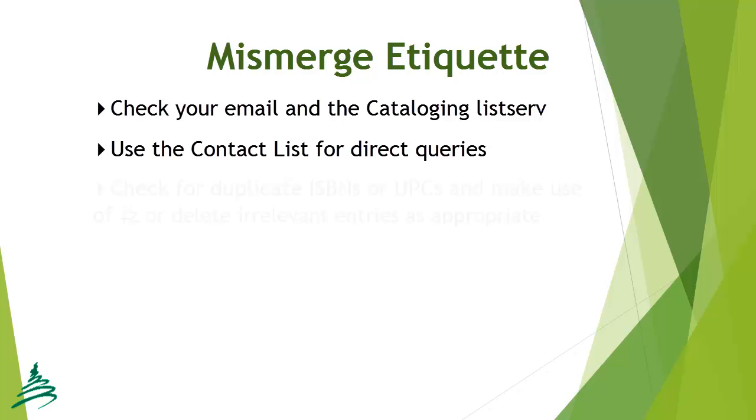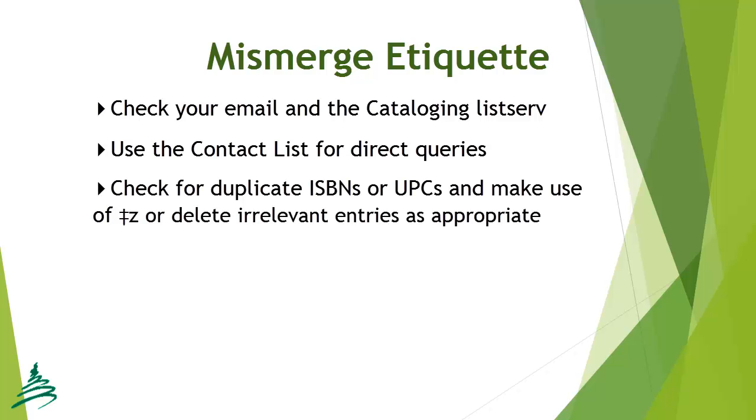When you identify a mismerge, check to see if the mismerge was caused by duplicate ISBNs or UPCs in the record. You can delete any unique identifiers that are not relevant to the format you have in hand. If you determine that you have a situation in which two different records share duplicate ISBNs or UPCs, remember to use a subfield Z per the instructions in Chapter 3 of the Procedures Guide.